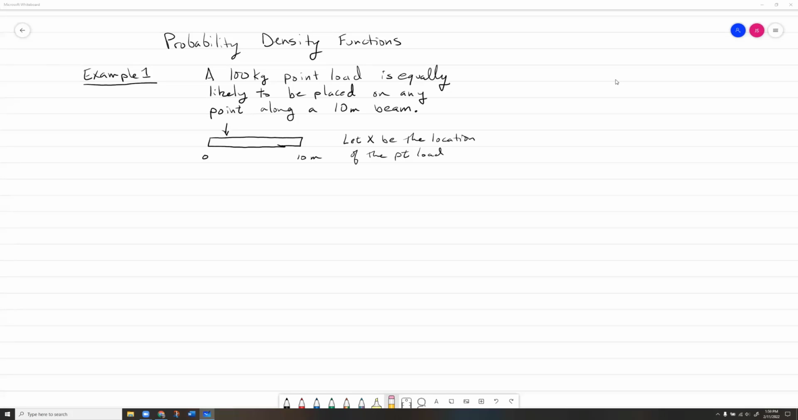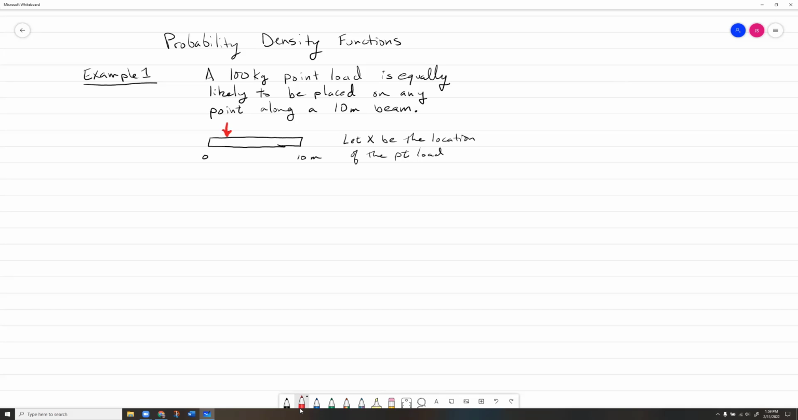Let's do a couple of examples working with probability density functions and cumulative distribution functions. The first example is a very simple one. We have a 100 kilogram point load that is equally likely to be placed on any point along a 10-meter beam. So here's our 10-meter beam, and here's that point load right here. So anywhere from 0 to 10.